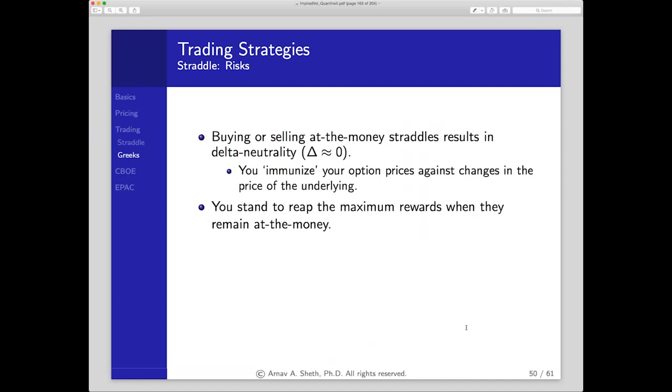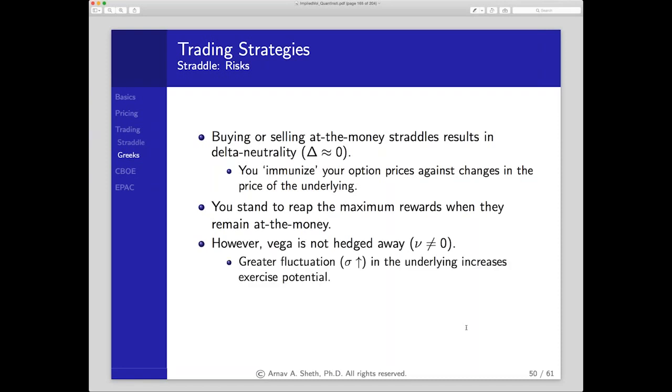The good thing about the straddle is that if you simultaneously buy a call and a put, or if you simultaneously sell a call and a put that is at the money, that is closest to the value of the stock price, you get delta neutrality. In other words, you immunize yourself against changes in the price of the underlying.